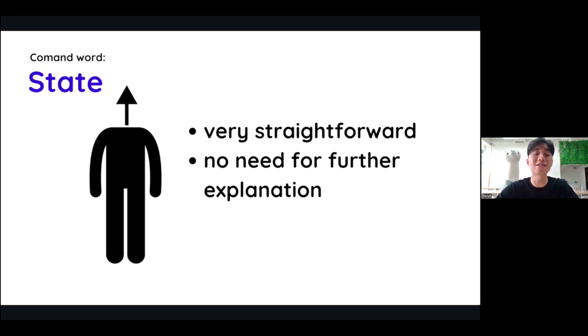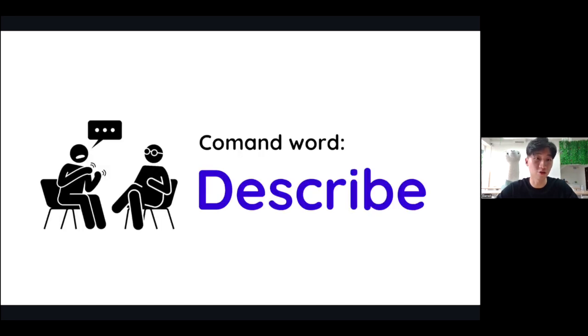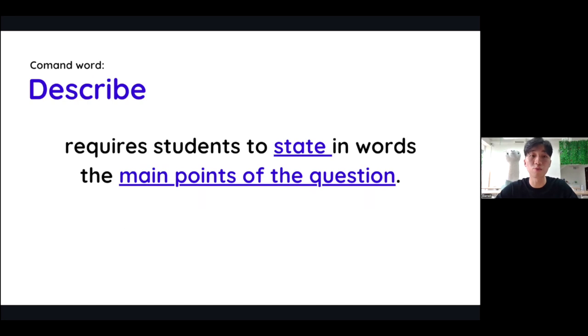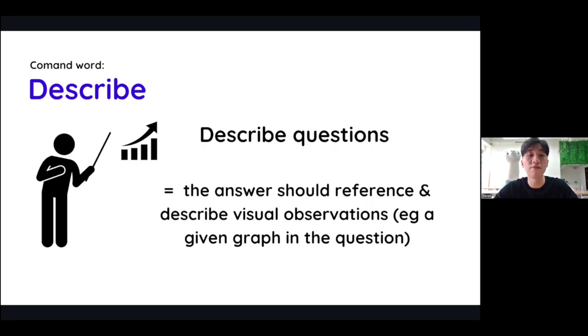Now, let's move on to the next tier of command words, starting with the term describe. For describe questions, it actually requires students to state in words or using diagrams where appropriate the main points of the question. Now, describe question type usually implies that the question should reference to a certain extent any visual observations. And if the question states with reference to the table or the diagram, you should attempt to quote specific data points that can help to substantiate your answer. Describe and explain questions may be coupled in a similar way to state and explain. The best way to think about describe questions is that when they ask you to describe, it's usually to describe what or to describe how.